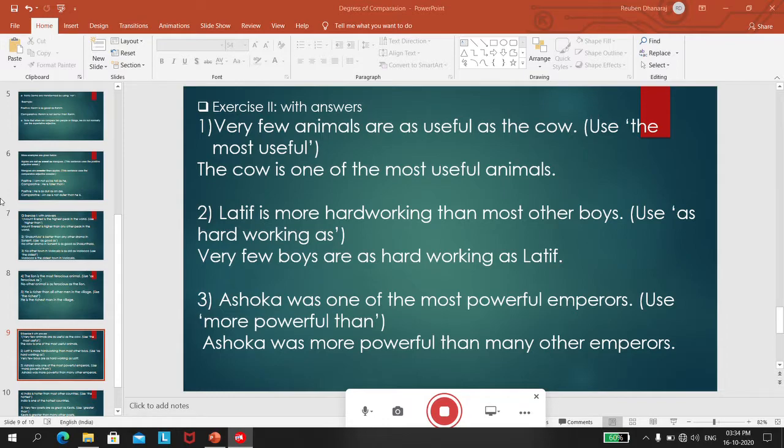That means there are even other powerful emperors. Example, Alexander the Great, Julius Caesar, Krishnadevaraya. There were many other emperors who were very powerful, for example Genghis Khan, and many other people were there. Ashoka is considered to be one of the most powerful. That means he's not the only powerful one, he's one among the powerful emperors. So when you are changing into comparative, Ashoka was more powerful than many other emperors.